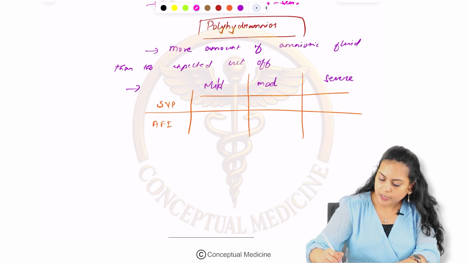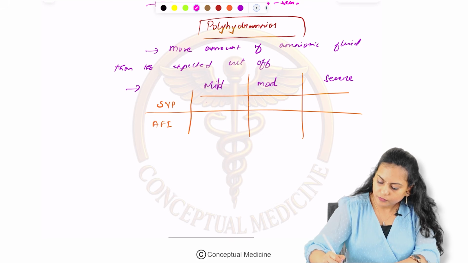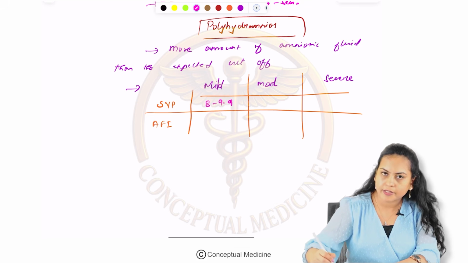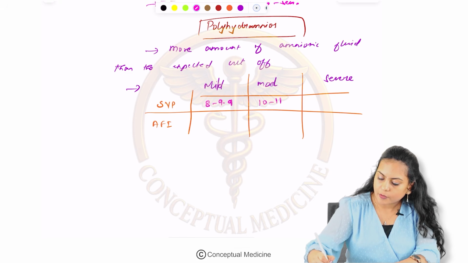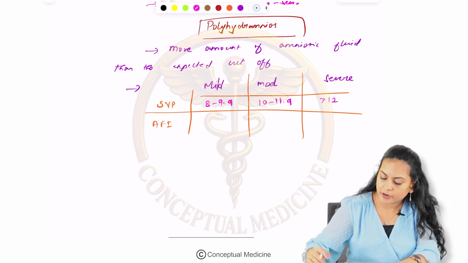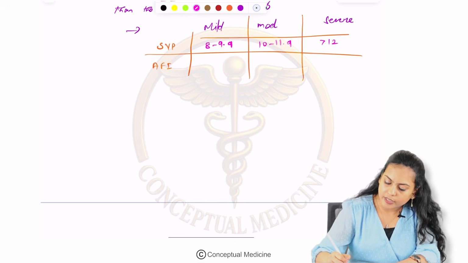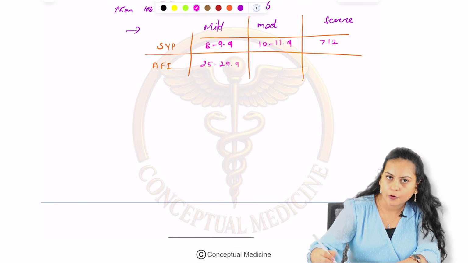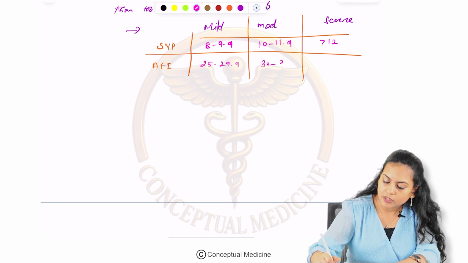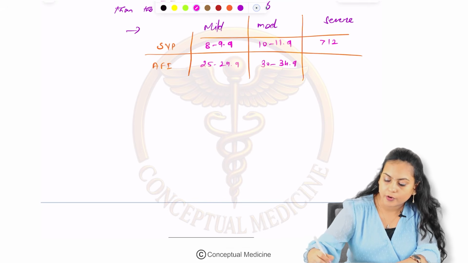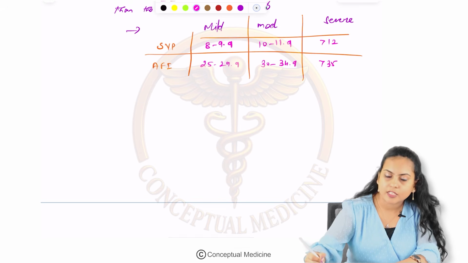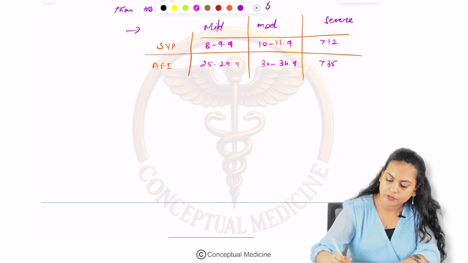If single vertical pocket is between 8 to 9.9 centimeters, it is mild. 10 to 11.9 centimeters, it is moderate polyhydramnios. And if it is more than 12 centimeters, it is severe polyhydramnios. And if the amniotic fluid index is between 25 to 29.9, it is mild polyhydramnios. 30 to 34.9, it is moderate polyhydramnios. And if it is more than 35 centimeters, it is severe polyhydramnios.